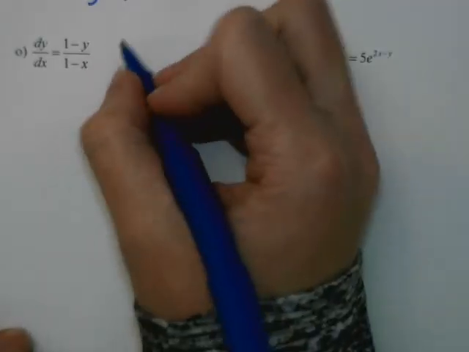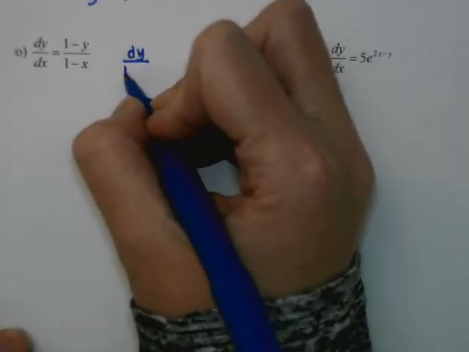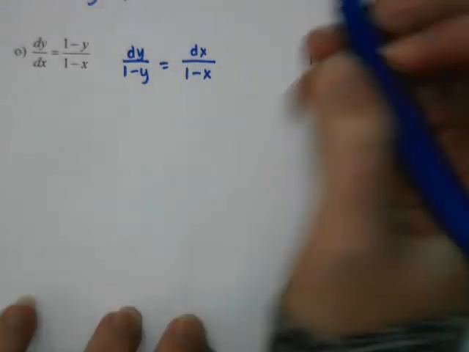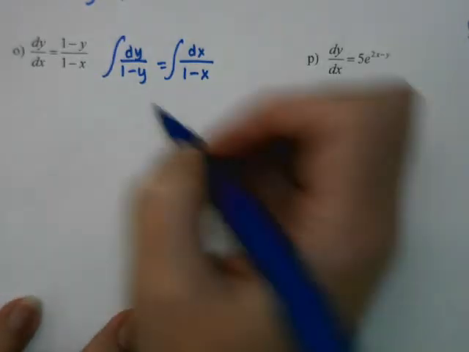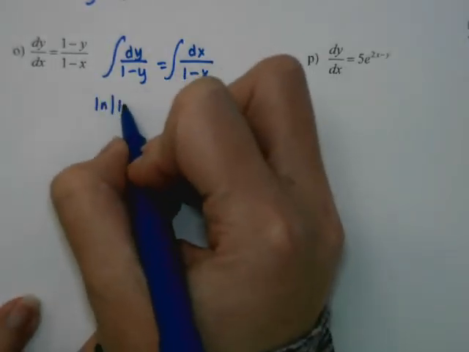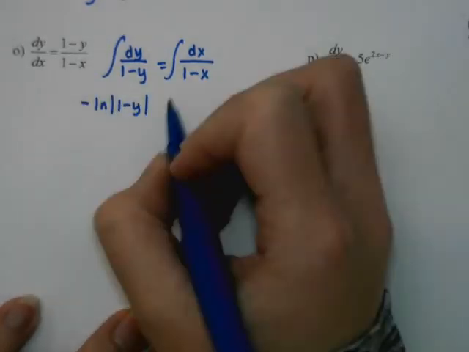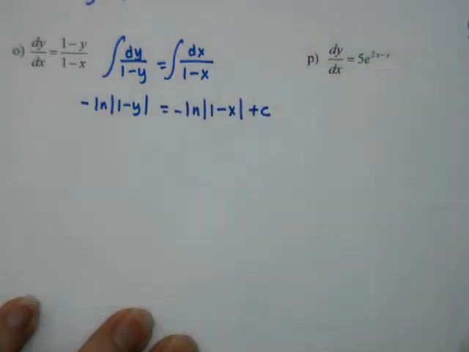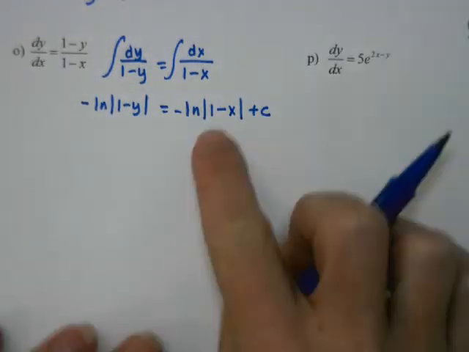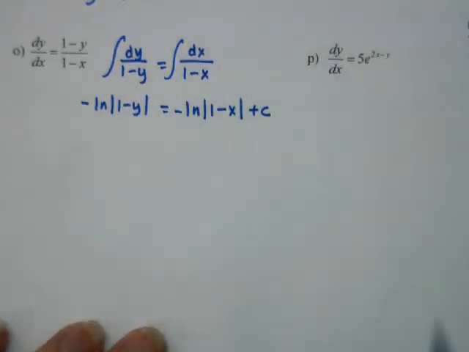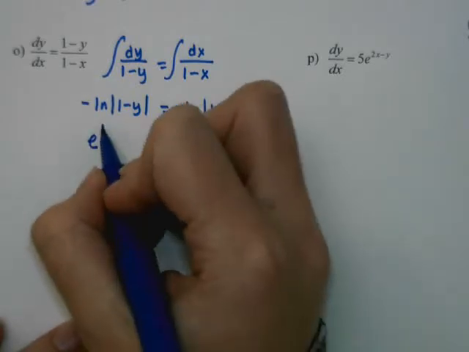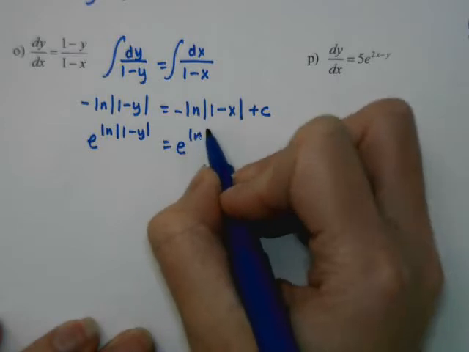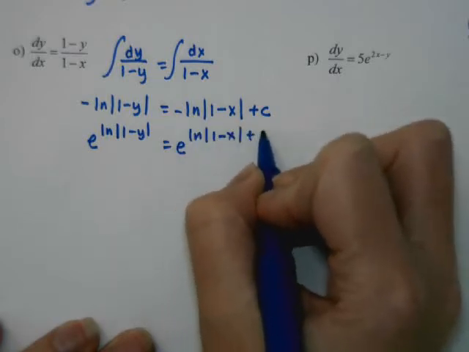Okay, so this one's going to be dy over 1 minus y equals dx over 1 minus x. So this is going to be the natural log of 1 minus y, make it negative because of that, equals negative natural log 1 minus x plus c. Okay, the negatives are going to go away on both sides, and then I'm going to raise both sides to the e. So e to the natural log 1 minus y is going to equal e to the natural log 1 minus x plus c.